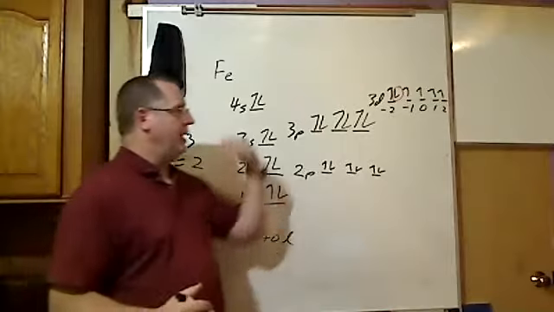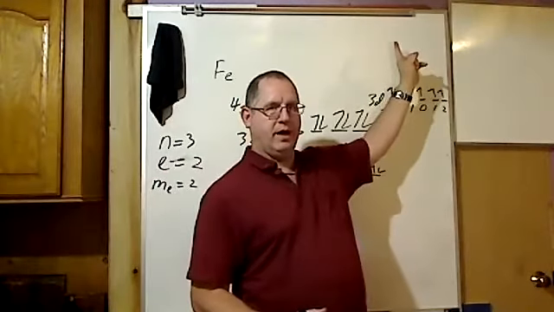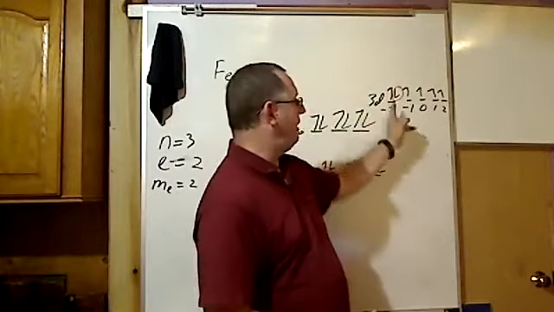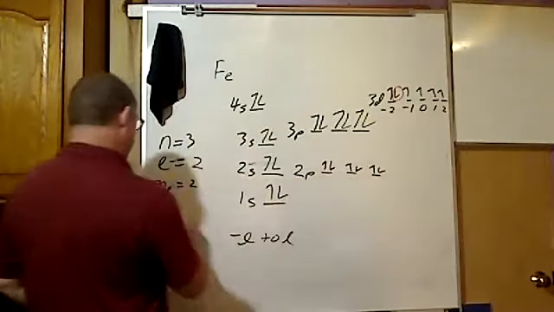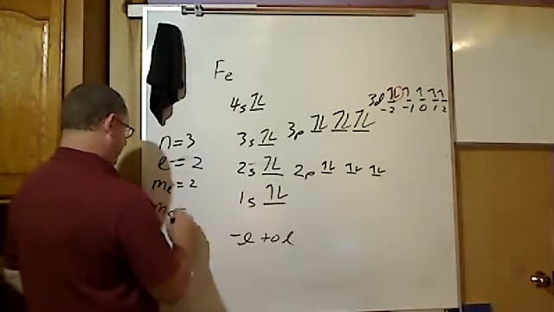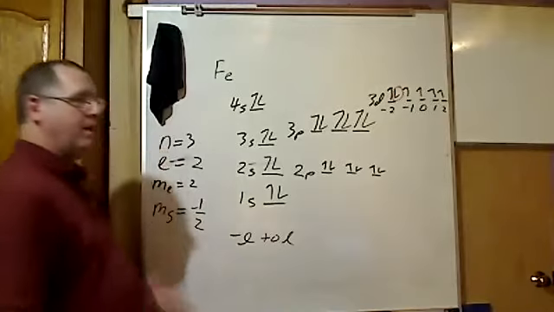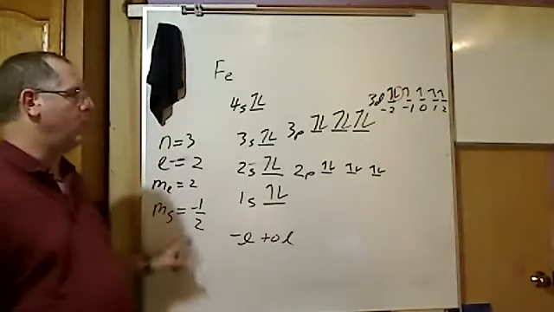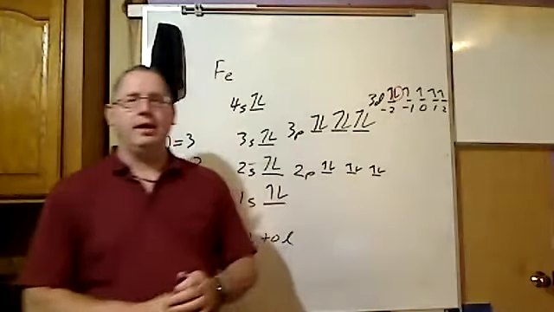We're going to represent up arrows with a positive 1/2, down arrows with a negative 1/2. This particular one is a down arrow. So I'm able to set a set of 4 quantum numbers for this electron right here.